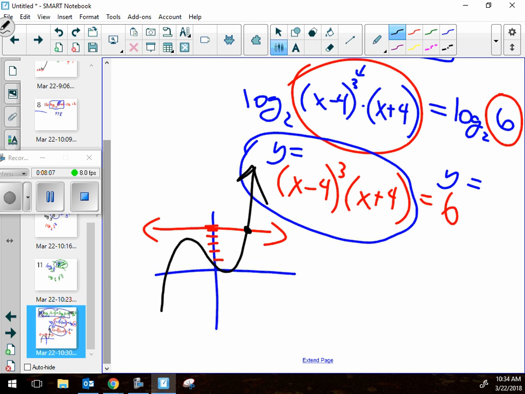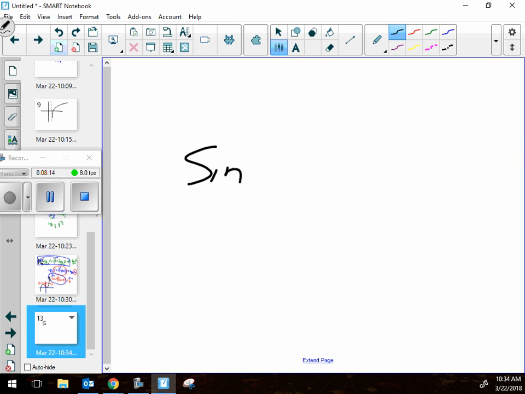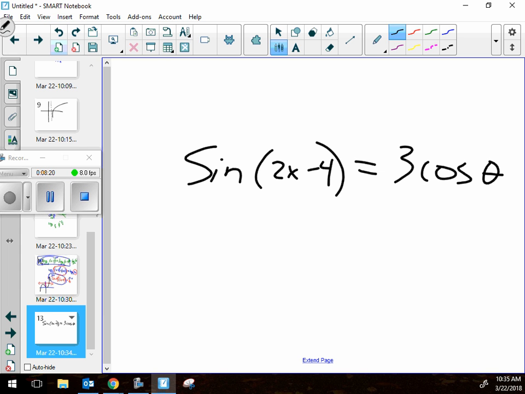It's a great method, and I'm telling you because it'll solve anything. Even if it's something like this, sine of 2x minus 4 is equal to 3 cosine of x. I have no idea how to solve that, except I could graph y equals this, and I could graph y equals that, and if they touch, then that's the answer. What if they don't touch? Then there's no solution. Okay, it's a pretty cool method.